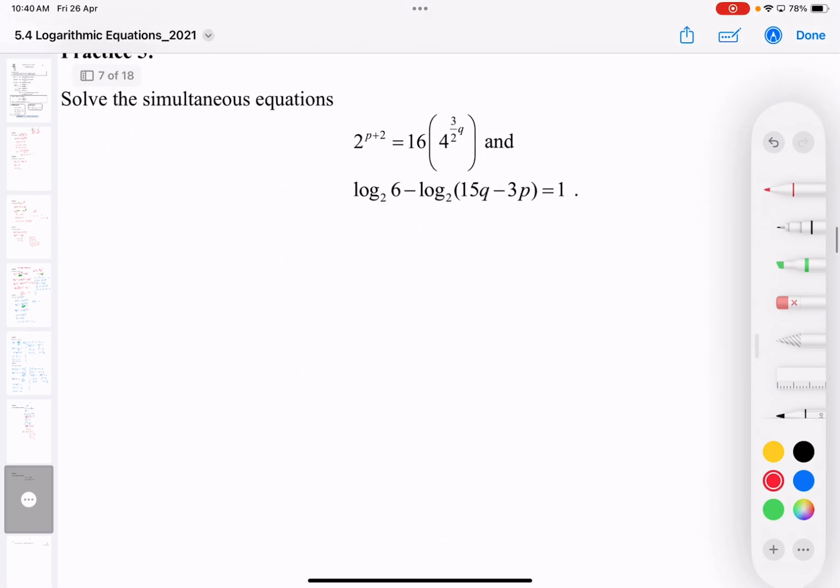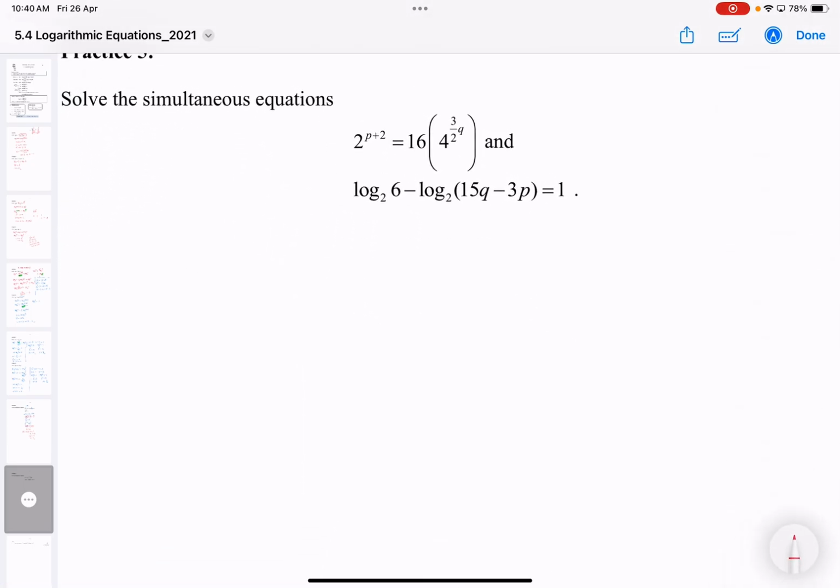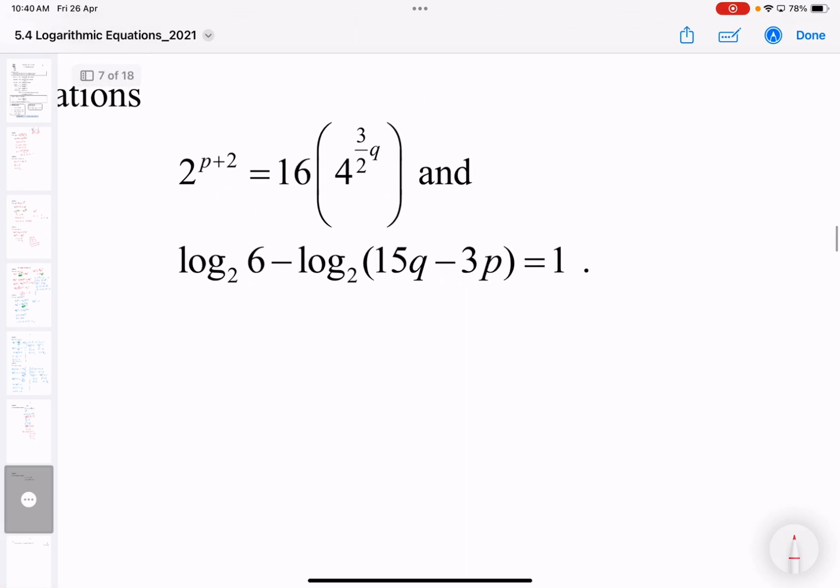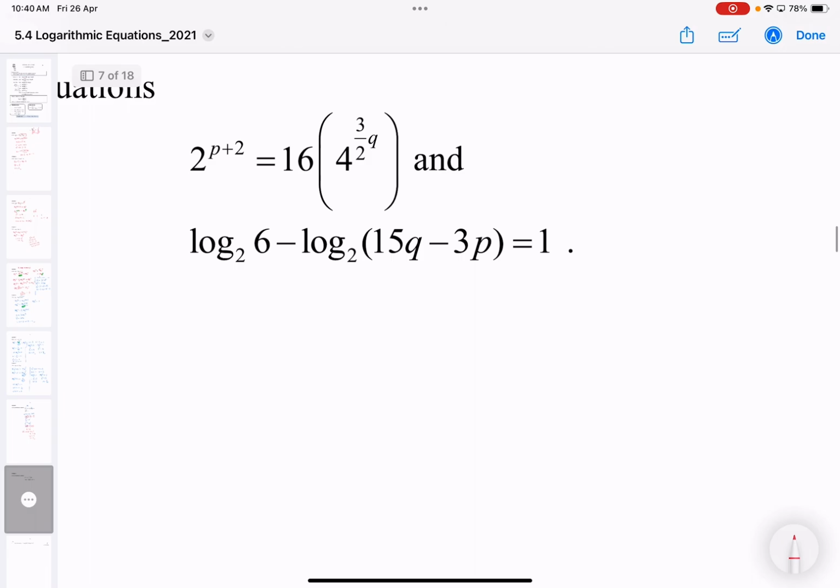Can you try this question by yourself? If you are stuck in forming an equation, you look up and check your answer with mine. Indices, always change everything to the same base. Logarithms, always change everything to the same base as well. And then you should be able to do it. If you are stuck, you look up and check your answer with mine.